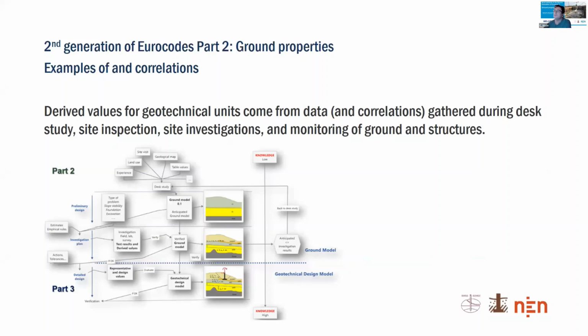The derived values for geotechnical units come from data and correlations gathered during desk study, site inspection, site investigations, and monitoring of ground and structures. And there Hakan showed this interesting figure explaining how all these different parts actually fit together, from Part 2 and even the relationship with Part 3.